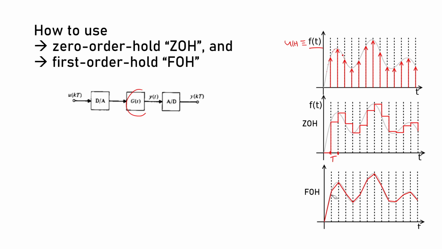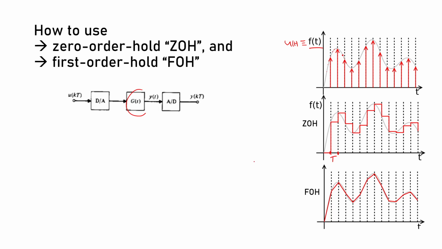Another concept is first order hold. First order means from the current value to the value for the next time step, you interpolate it as a line, from this point to this point. So you interpolate it as a straight line. Then you call this first order hold.